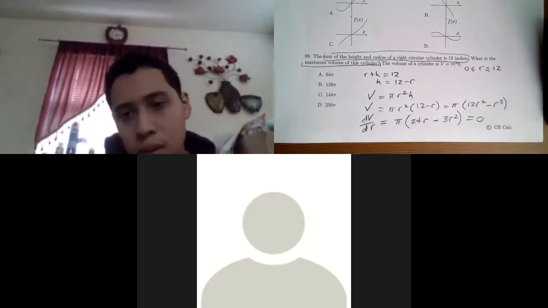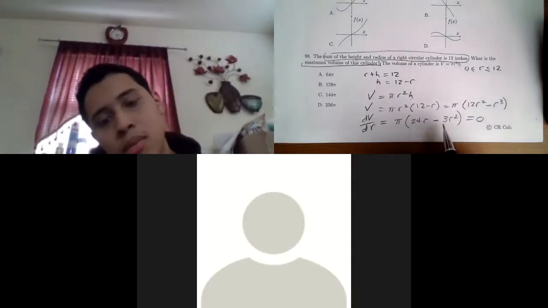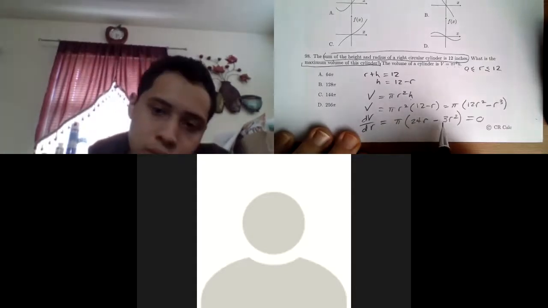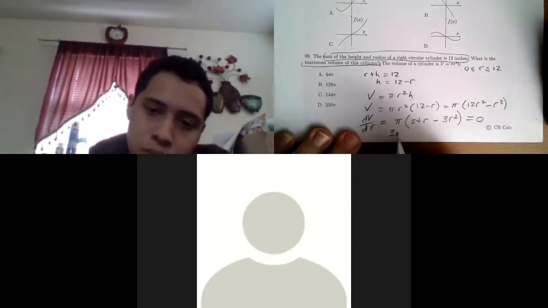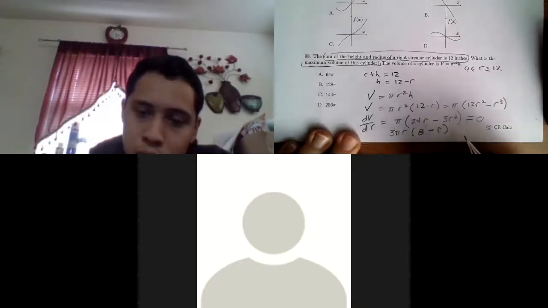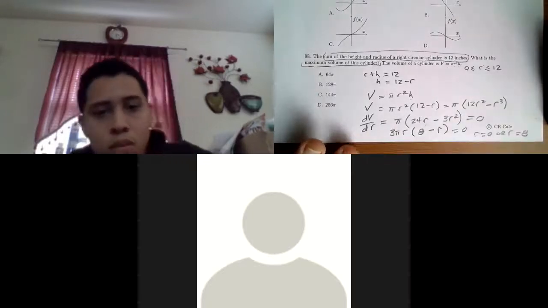Well, again, quadratic equals 0, we either got to factor it or use the quadratic formula. I would rather factor this thing. I'm going to factor a 3 out, and I'm going to factor an r out. So 3 pi r, let's see, 3 goes into 24 8 times, and that would just leave an r. So we have that r is 0 or r is 8.